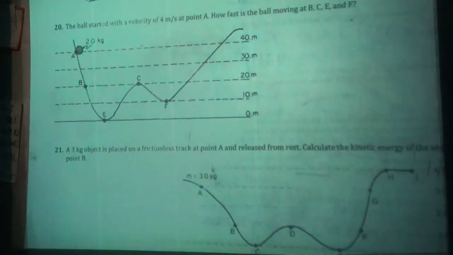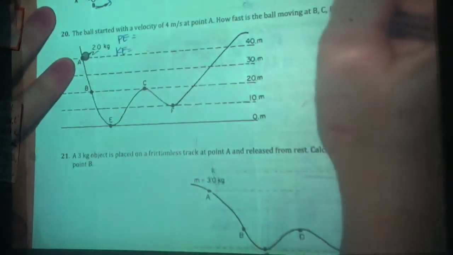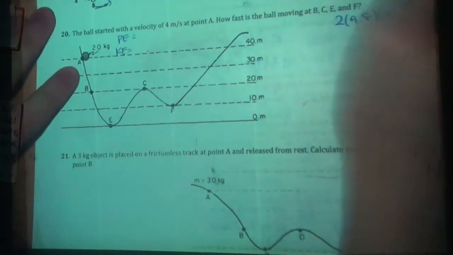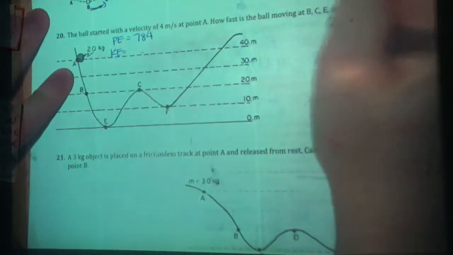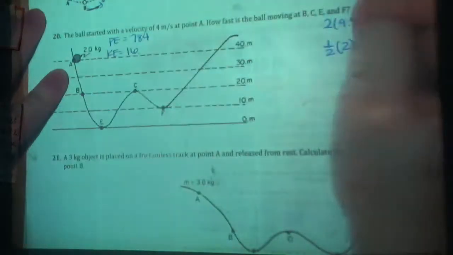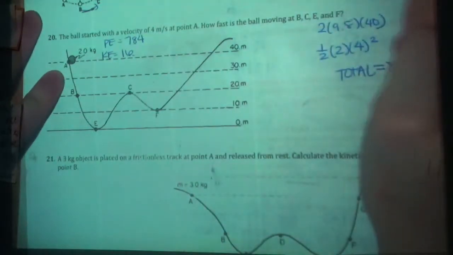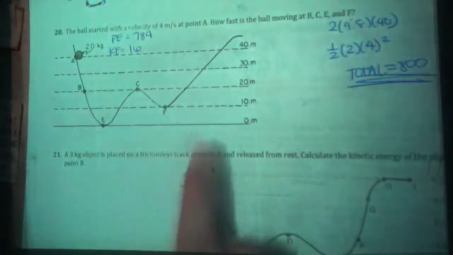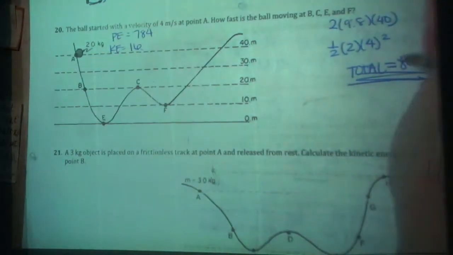Ball starts with a velocity of 4 meters per second at point A. How fast is it moving at all of these points? So at this point, it has both potential and kinetic energy. Potential is mass times gravity times height, so this has a potential energy of 784. And then kinetic is 1/2 mass v squared, so I have kinetic energy of 16, and that's important because I need to know my total energy. The two of these together is 800.